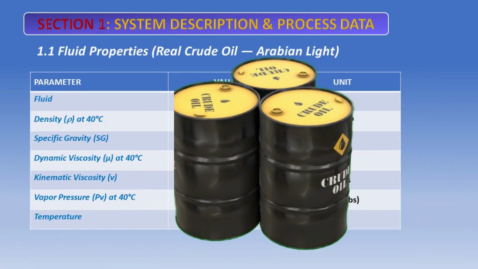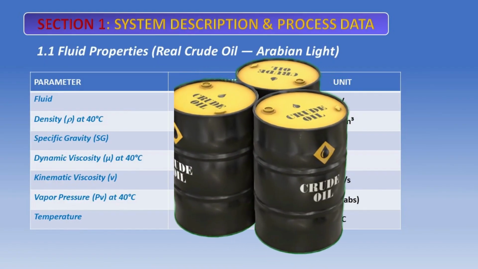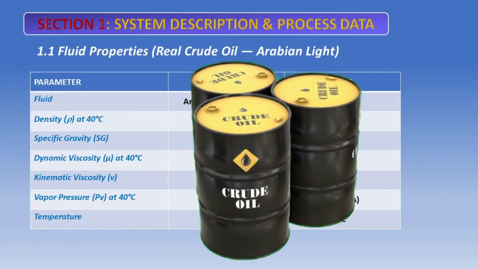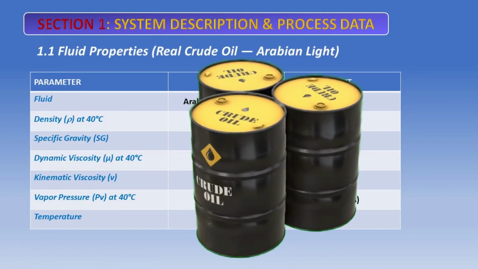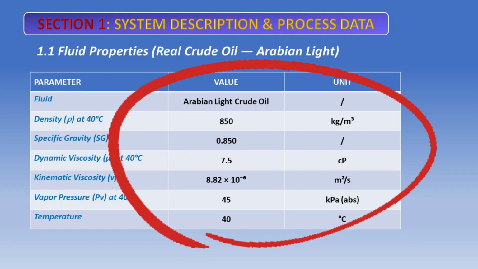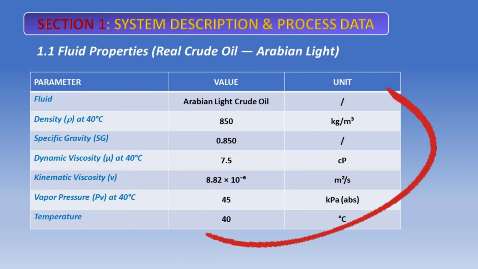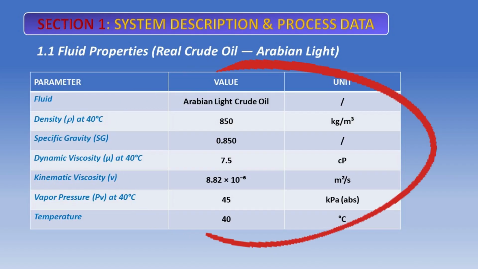Before we can do any calculations, we must define the fluid we are pumping. Here we are handling Arabian Light Crude Oil. The key parameters at the operating temperature of 40 degrees Celsius are a density of 850 kg per cubic meter, giving a specific gravity of 0.85. More importantly, the dynamic viscosity is 7.5 centipoise. While not extremely viscous, it's significant enough to influence friction losses.